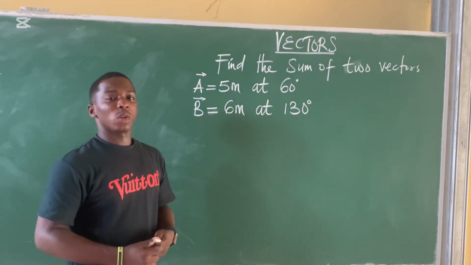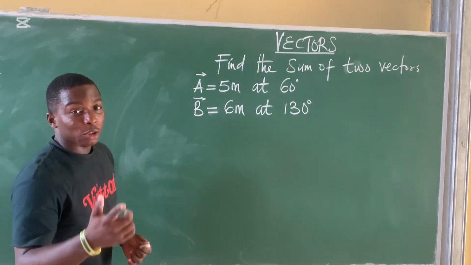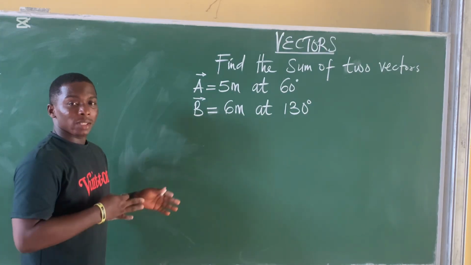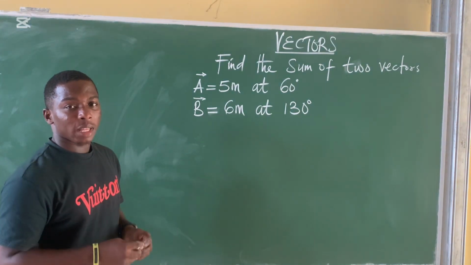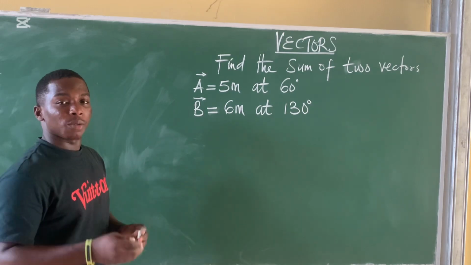So let's solve this question and see the outcome of the answer. We can actually add to this question, okay, hence sketch the resultant diagram. But let's solve this first. After this, we'll sketch the resultant diagram.